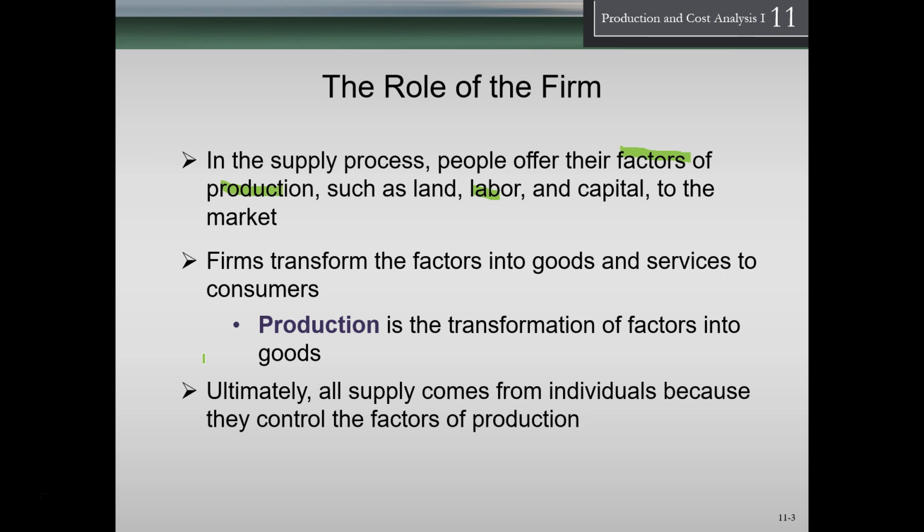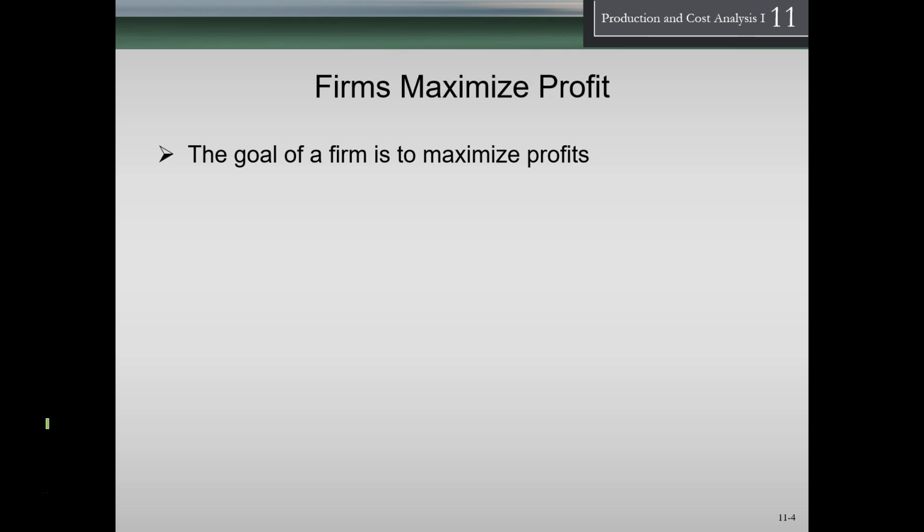So ultimately, all supply comes from individuals because they control the factors of production. That means individuals have a lot of control in the market in that way. They also have a lot of control on the other side because they're, of course, going to be the consumers of much of the production process, the amounts produced.